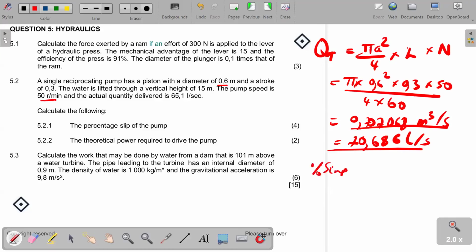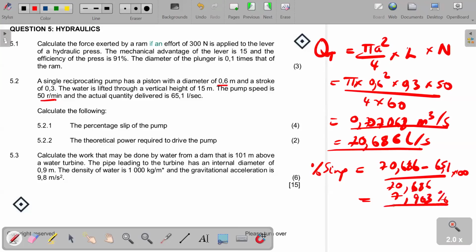We said percentage slip is equal to QT, which we now have as 70.686, minus QA, which we had before as 65.1, over 70.686, multiplied by 100. That in turn gives us 7.90255491, which is 7.903% to 3 decimal places. That marks our percentage slip.